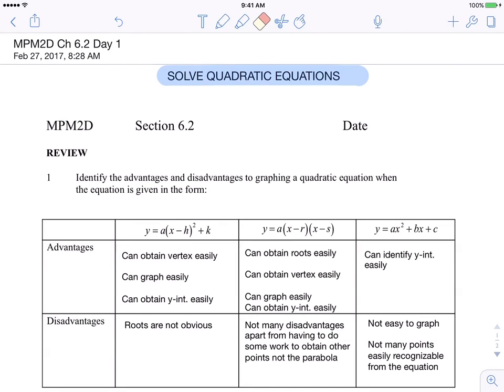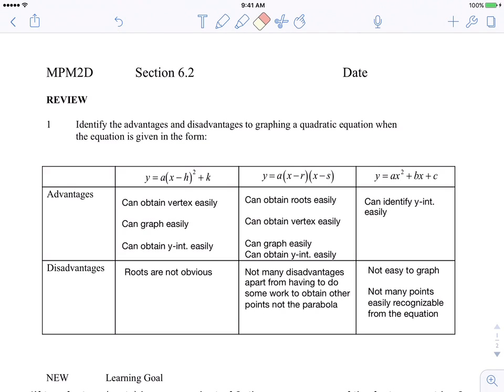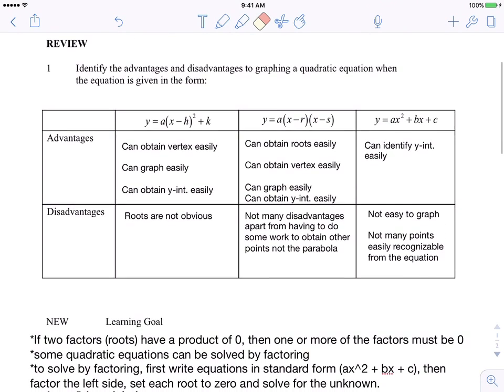Okay, so here we are with 6.2 day one. We're looking at solving quadratic equations, or how to solve quadratic equations. So I've gone ahead here and filled in the majority of the handout so that you can pause the video and perhaps just copy some of the advantages and disadvantages. But we can go over them quickly first.